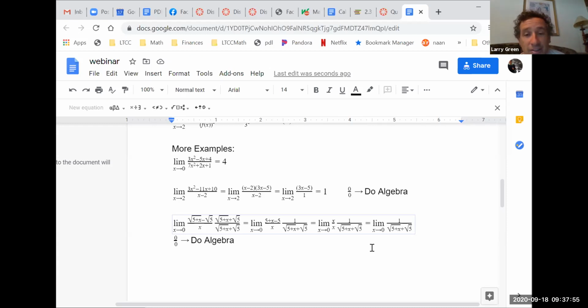Okay, remember what I told you to do right after you cancel? With limits, what do we always do after cancel? We plug in. Now plug in, and what do you get? One on the top. And what does the bottom become? What's the denominator? If we plug in x equals 0.